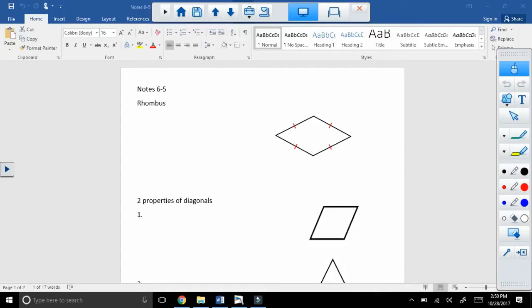Class. Today we're going to look at different properties of the rhombus and the square. So go ahead and track along with your note-taking guides, and I hope this is helpful.